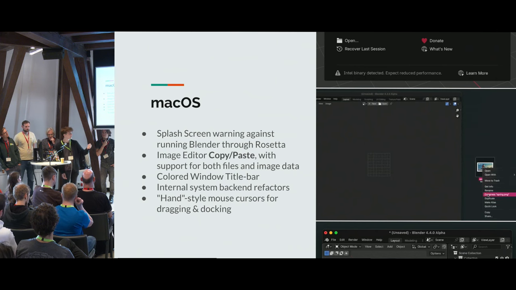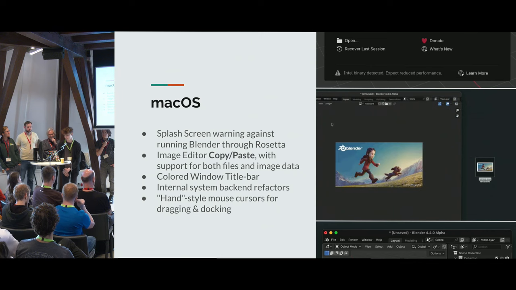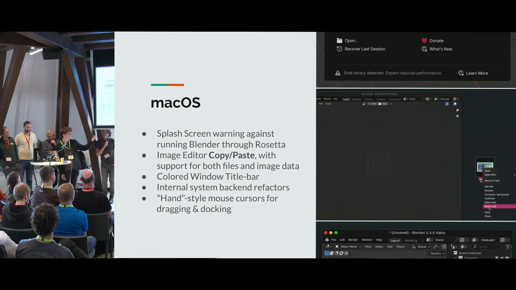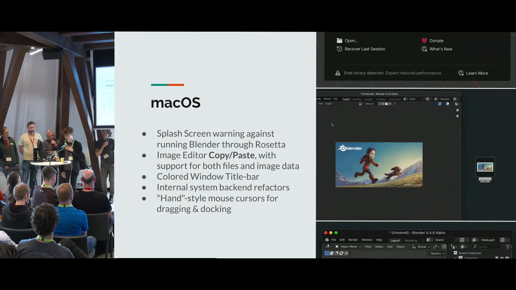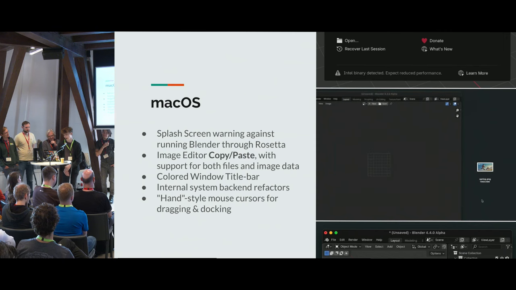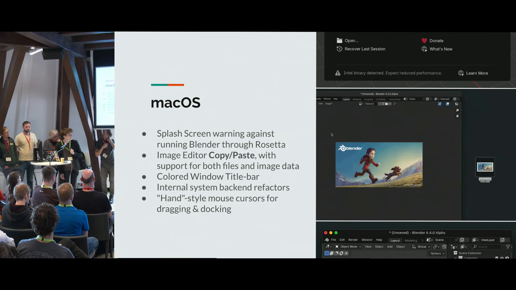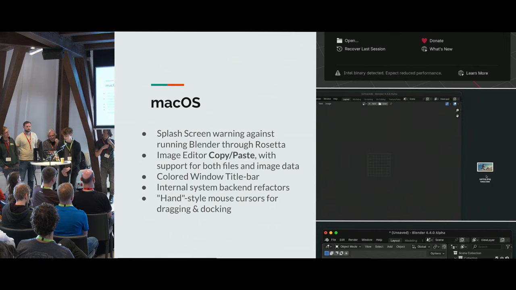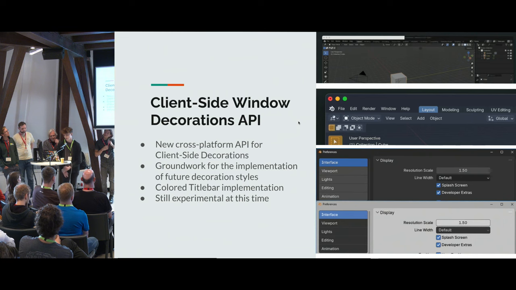And we also got a colored window title bar, which I'll talk about a bit later in the next slide. And internal system backend refactors, that's not that interesting, but mainly the aging macOS code was given a bit of a refresh. And we also got custom cursors for dragging and docking, which you might have seen during the docking presentation, but that's thanks to Harley. Kudos to him.